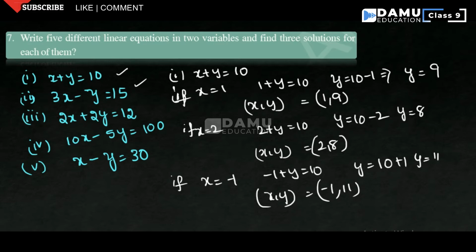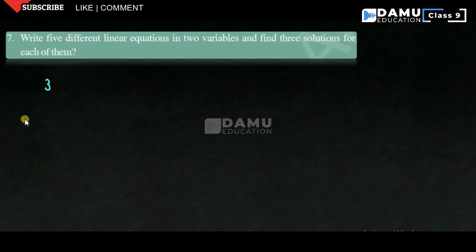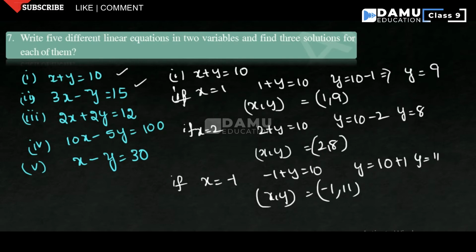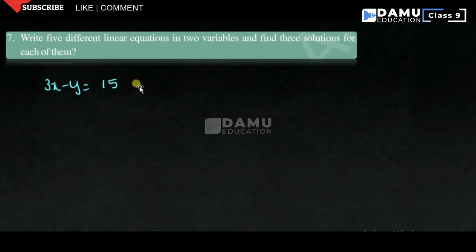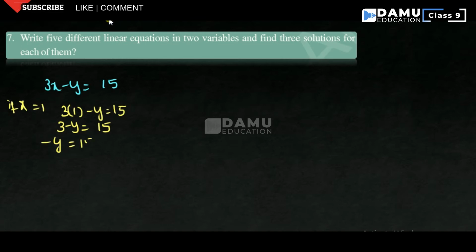And the second equation, 3x minus y. So 3x minus y will be equal to what equation we took? 15. So let's write, if x is equal to 1, then 3 into 1 minus y will be equal to 15. So 3 minus y will be equal to 15. That will be minus y equal to 15 minus 3.